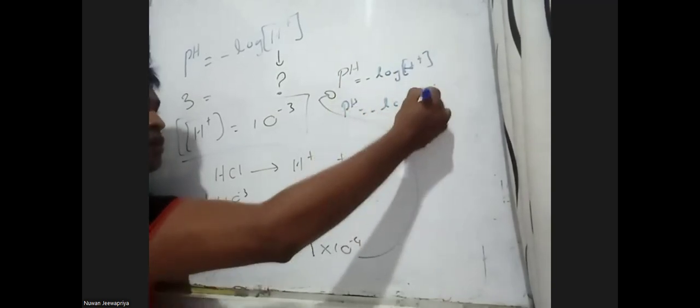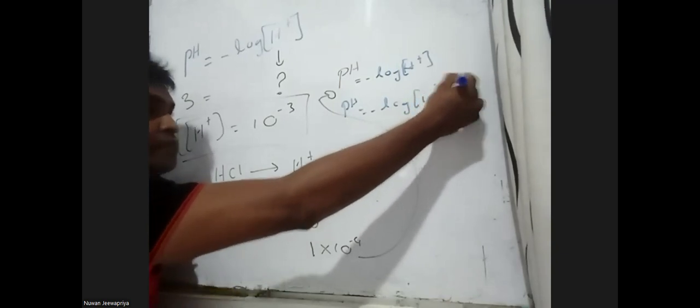This is diluted 10 times. That means the concentration of H plus decreased by 10 times. So the new H plus concentration is 1 into 10 to the power minus 4. So we bring this new H plus concentration to the pH expression. pH is equal to minus log H plus concentration. So the pH is equal to minus log 1 into 10 to the power minus 4.